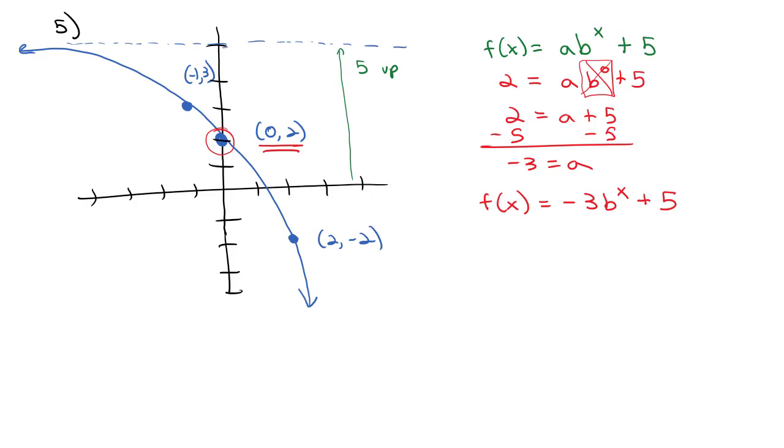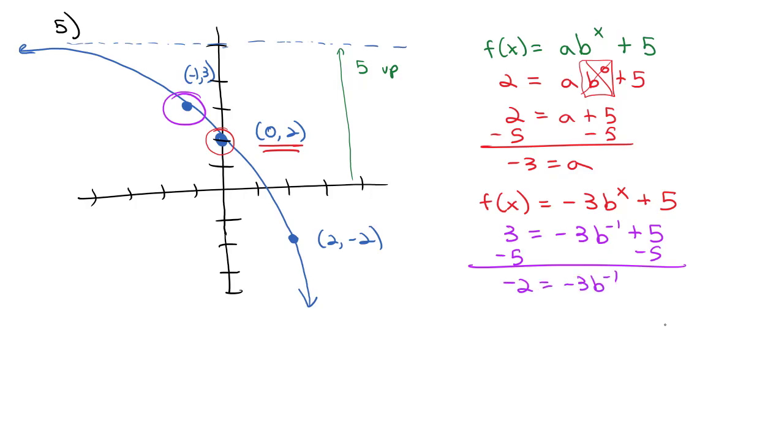We still need to figure out what the b is. We can pick either of the other points. I'm going to pick the -1, 3. So if we have 3 for an answer, 3 equals -3 b to the -1 plus 5. If I subtract 5 from both sides, -2 equals -3 b to the -1. Divide both sides by -3. And b to the -1 equals, a negative divided by a negative is a positive, 2/3. And I know a negative exponent means flip the fraction. So b is 3/2.